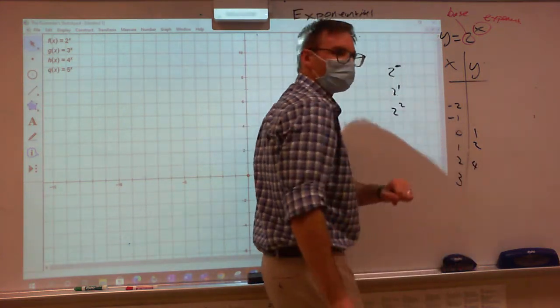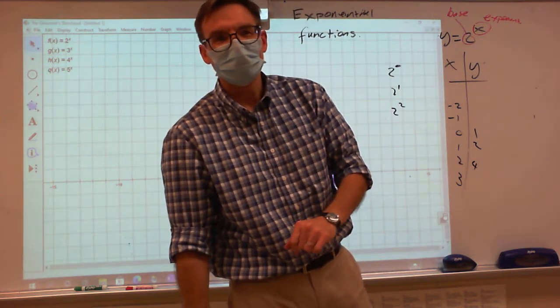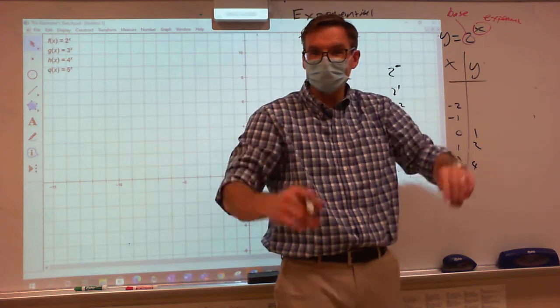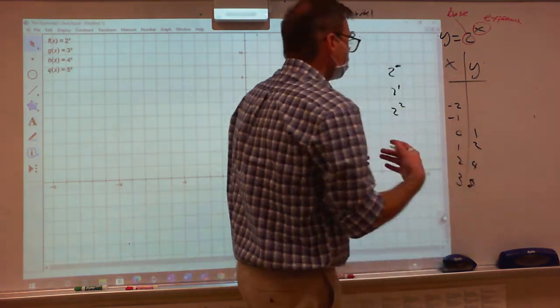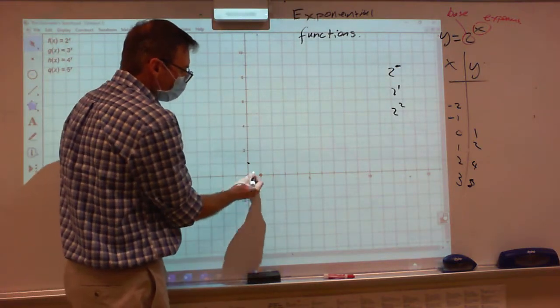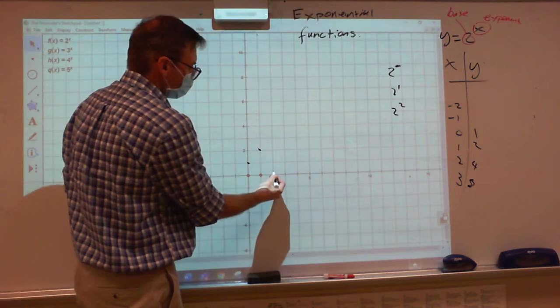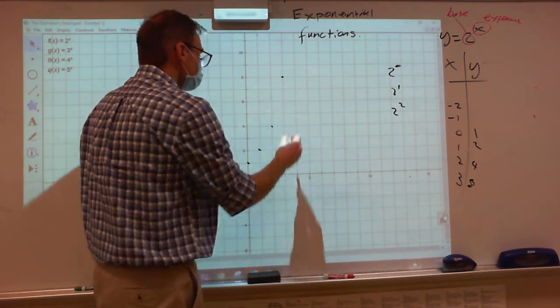You know what? While I'm at it, I'll go ahead and plug a 3 in. When I plug a 3 in, what do I get? 8, because we get 2 cubed. Everybody okay with this? So I've got these numbers, so let's find out what my exponential graph is doing. At 0, I'm at 1. At 1, I'm at 2. At 2, I'm at 4. At 3, I'm at 8.